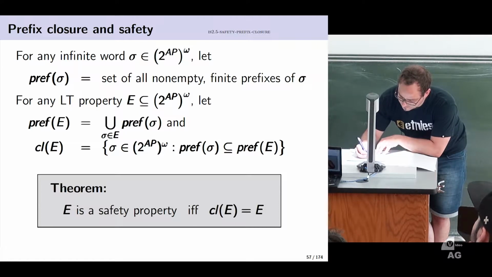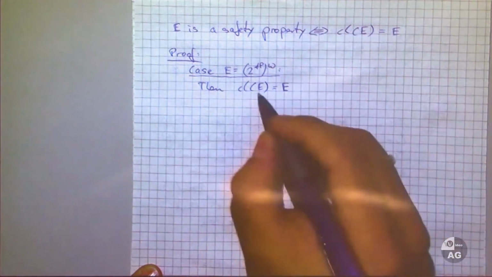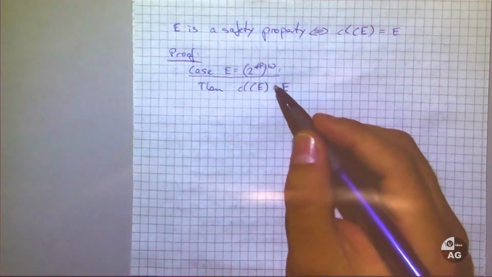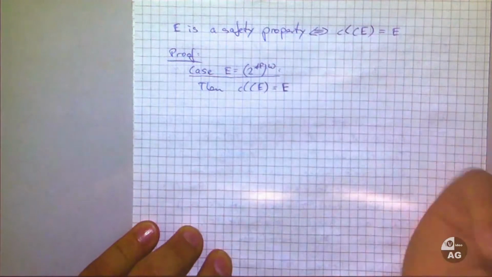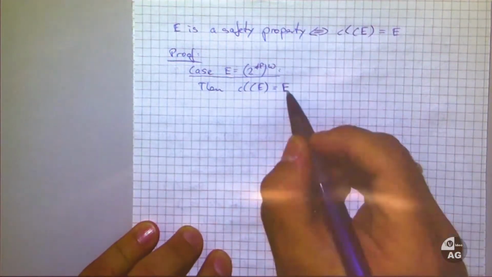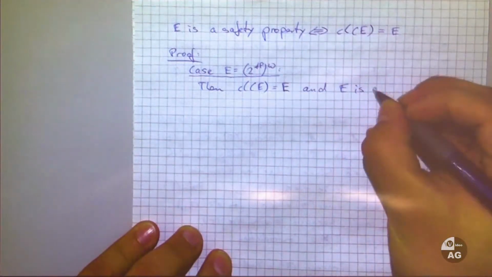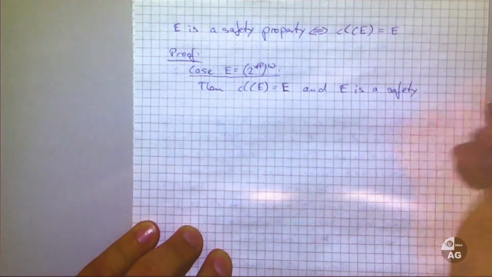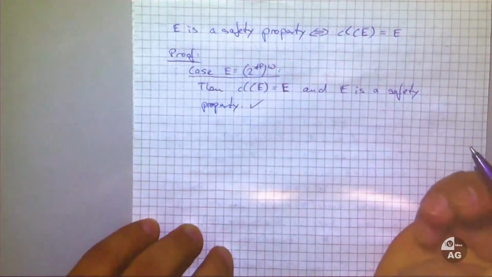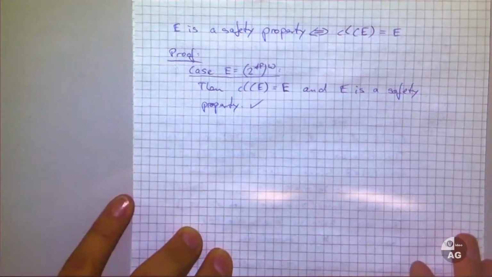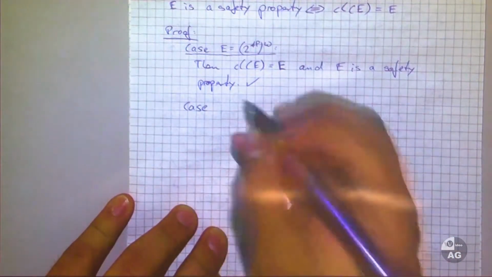By the definition of the closure of the set of all words, as I said, the closure is only adding infinite words to the property, so to speak. And because we already have all infinite words, the closure of the property is going to be the property itself. And we saw that E is a safety property. And then we're done here for this case. So we got rid of that, but we have to talk about all other properties still.